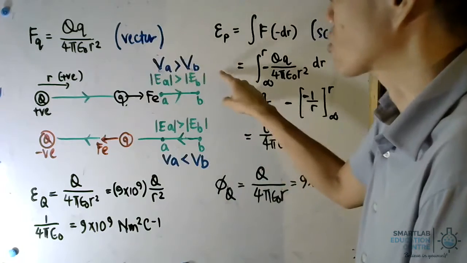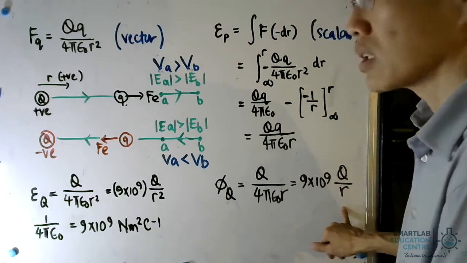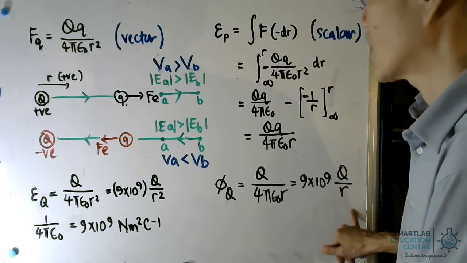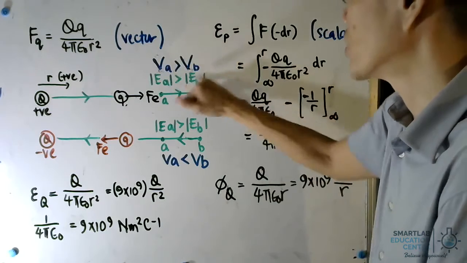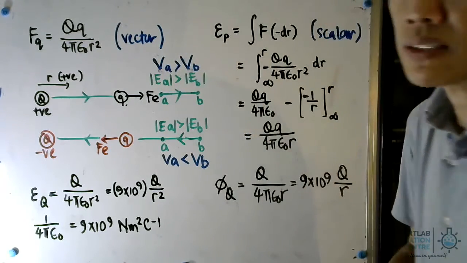Similarly, if you look at the potential, it is still the same. Potential is inversely proportional to r. As r increases, your VB will also drop, so VA is still higher than VB.